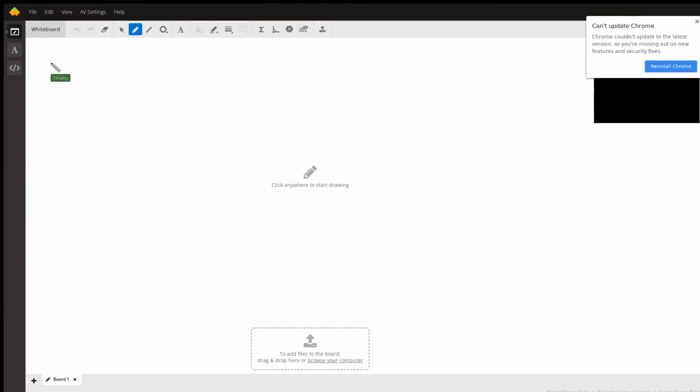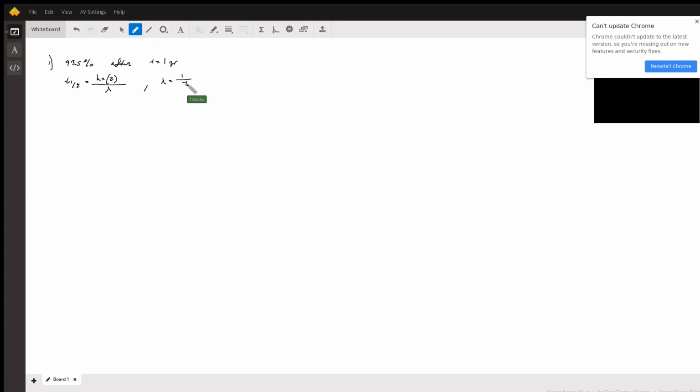Okay, for the first part of this question, it states that a substance decays to 93.5% of its original value after t is equal to 1 year. So if you're trying to find the half-life, the formula for half-life is T1/2 is equal to ln2 over lambda. And we have lambda is equal to 1 over tau, which is the time constant.